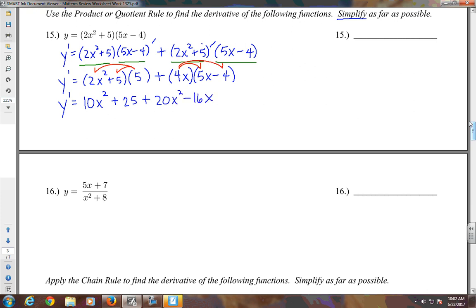All we lack here is to combine like terms. And we'll want to start with the highest powered term and go in descending order. So we have 10x squared plus 20x squared. Those are like terms. They combine to give us 30x squared. The next highest term would be the x to the power of 1, or negative 16x term, and then finally our constant term there, plus 25. So our simplified derivative is 30x squared minus 16x plus 25.